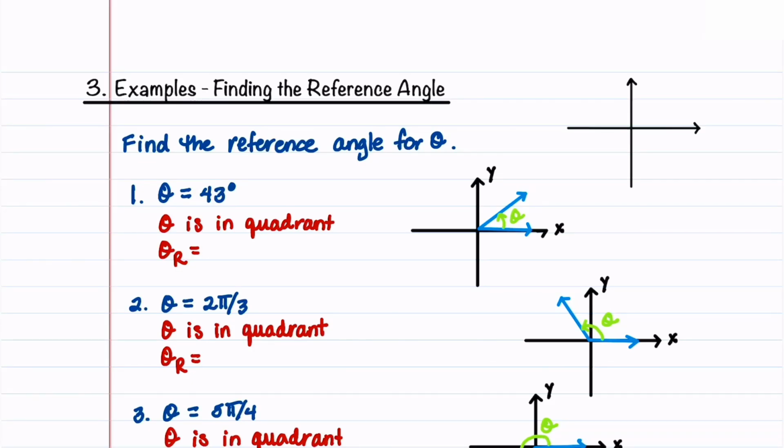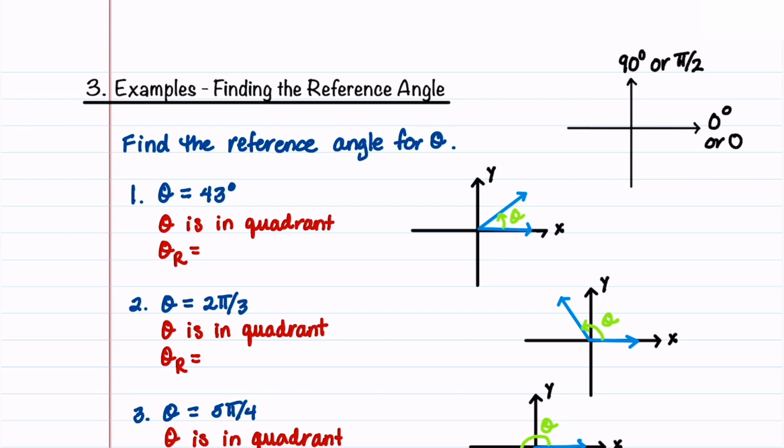Let's now work through some examples where we're asked to find a reference angle. Before we begin, let's make a chart of our quadrants and fill in the angles in degrees. On our right-hand side, we have 0 degrees, or 0 radians. At the top, we have 90 degrees, or pi over 2.